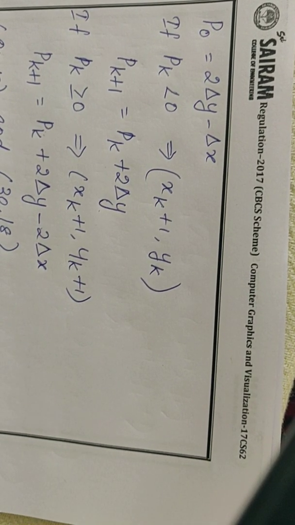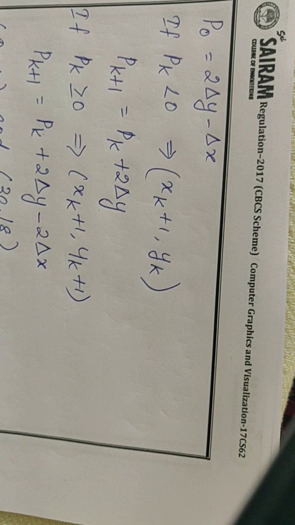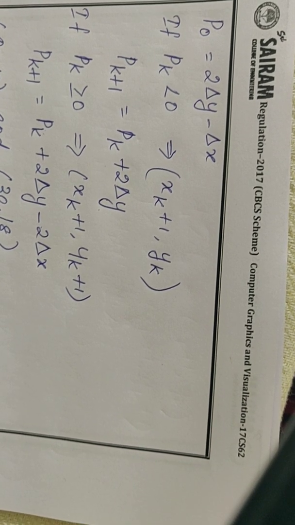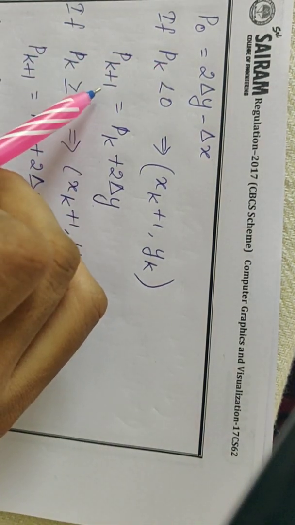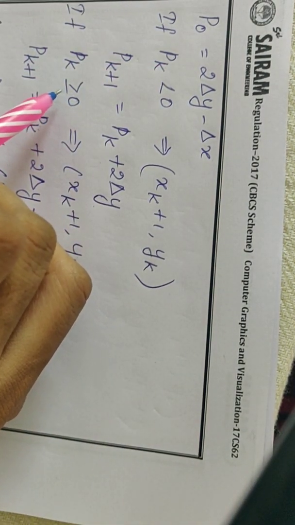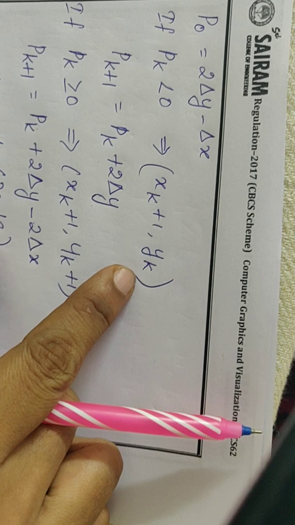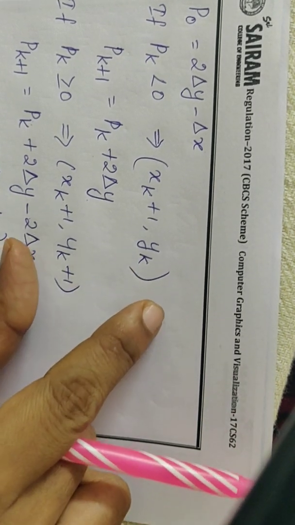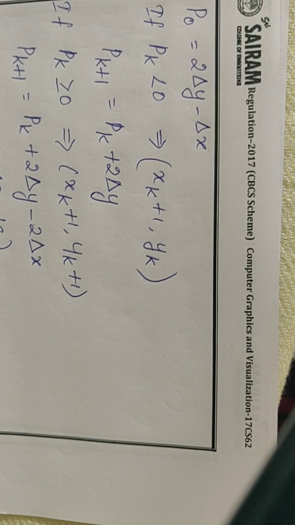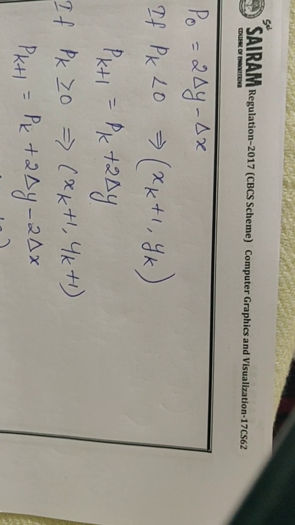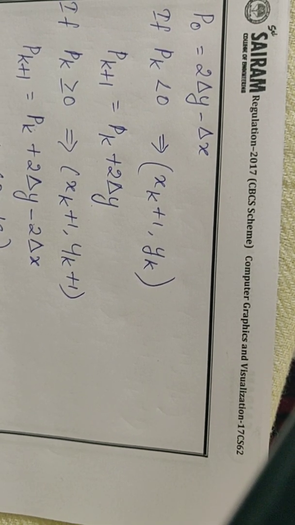Hi everyone, in the previous video we discussed Bresenham's line drawing algorithm and derived the formulas for P0, Pk plus 1 and Pk, and I have consolidated all the formulas here. And in this video we can see numericals on Bresenham's line drawing algorithm.